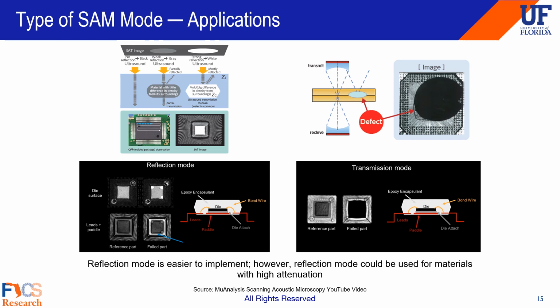As you can see here on the top right side, in transmission mode, when there's a defect within the sample, the acoustic waves do not go through and are not received on the other side, resulting in a black splotch, as you can see on the right. Again, on the bottom, there's a reference part and then there's a failed part. The difference shows that there's a black spot right in the middle, and that is also due to delamination, causing blackness in the middle.